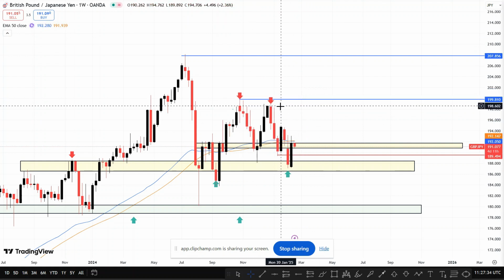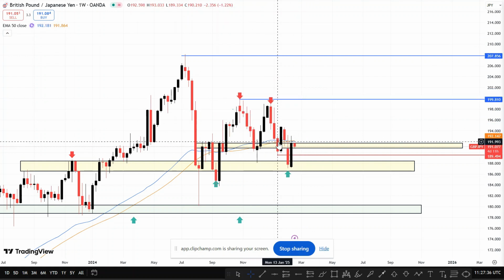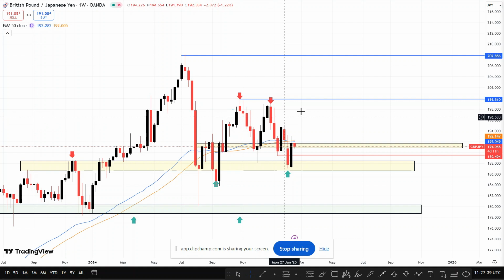So what you need to do is wait for confirmation. The confirmation I'm talking about is for you to see a bullish candlestick, which is this particular one right now, that I'm touching with my cursor. It is a bullish engulfing candlestick. When you see an engulfing candlestick, it means that there was big buying pressure at that moment.